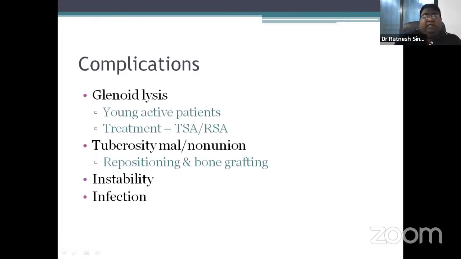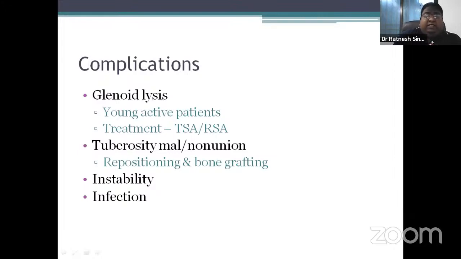Now coming to the complications. So the most common complication is glenoid lysis if it is done in a young active patient. So the treatment is either you go for total shoulder arthroplasty or reverse shoulder arthroplasty, depending upon the condition. Tuberosity malunion and non-union are also a common problem, and they need to be addressed because that leads to stiffness and decreased range of motion. So the treatment is repositioning of the tuberosities, and bone grafting is done for the healing.